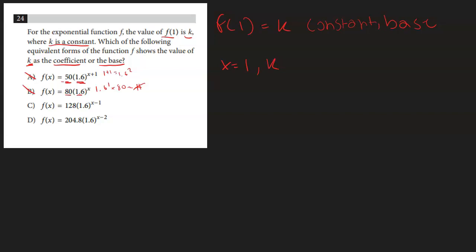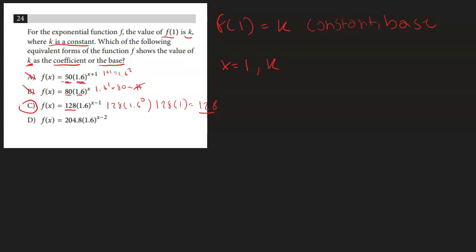So 128 times 1.6 to the power of x minus 1. Okay, so we have 128 times 1.6, where it's 1 minus 1. So that means 1.6 is to the power of 0, because it's 1 minus 1. And anything to the power of 0 equals 1. So this actually equals 128 times 1, which is just 128. Yeah, this looks like it could be most likely the right answer because it isolated that constant. You did get k as that constant.